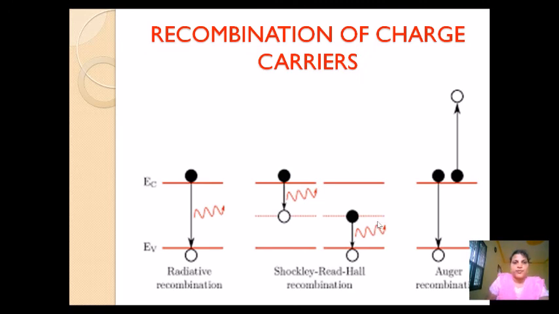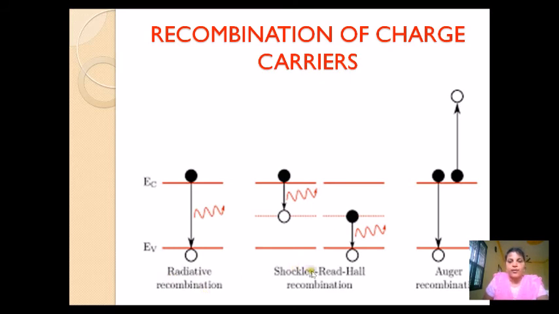Then we should see about the recombination of charge carriers. The first one is direct recombination or radiative recombination. The electron present in the conduction band comes down to the valence band and combines with the hole with the liberation of a photon of energy equal to h nu. This is radiative recombination. It's a direct method.